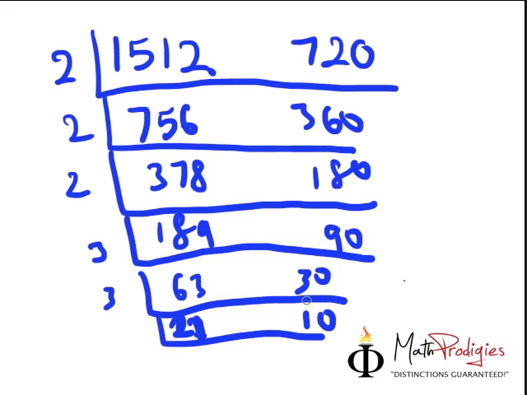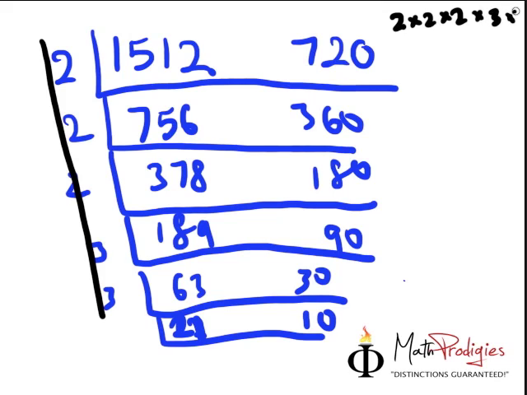Can we do any further? No, we can't. So what's the highest common factor? The highest common factor, if you remember, is just the one that's at the sides. So from here to here. So it's 2 times 2 times 2 times 3 times 3. And what do you get? 2 times 2 gives you 4, times 2 gives you 8, times 3 gives you 24, times 3 gives you 72. So the highest common factor is 72.